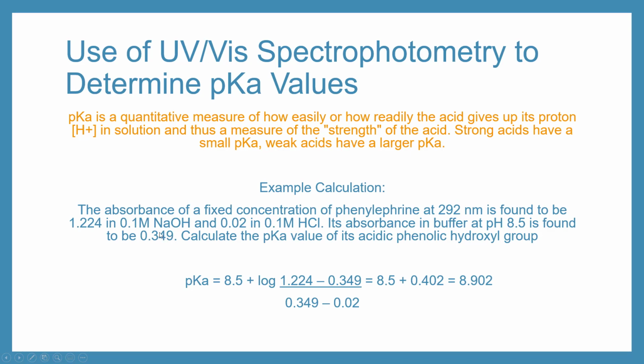So the main area that we can go wrong here is finding our unionized and our ionized species. So just be very, very conscious of that. We should always end up with a positive value here, okay? So just be mindful. Once we have that information, we are just subbing everything in, making sure that you do the calculation properly, as in do your log values first and do your BODMAS, if you remember that first. So subtract 0.349 away from 1.224 first and divide that value by 0.349 minus this.